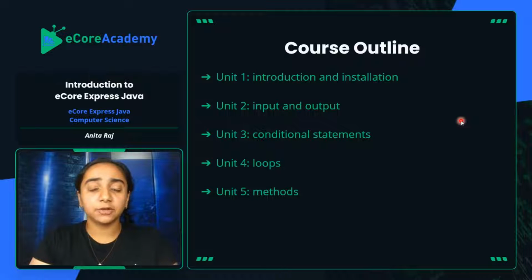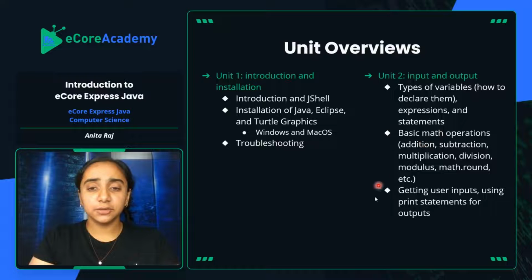In our second unit, we're going to be talking about inputs and outputs. In our third unit, conditional statements. In our fourth unit, loops. And in our fifth unit, methods. So on this slide and the following slides, I want to do a brief overview of what we're going to be covering in each unit.